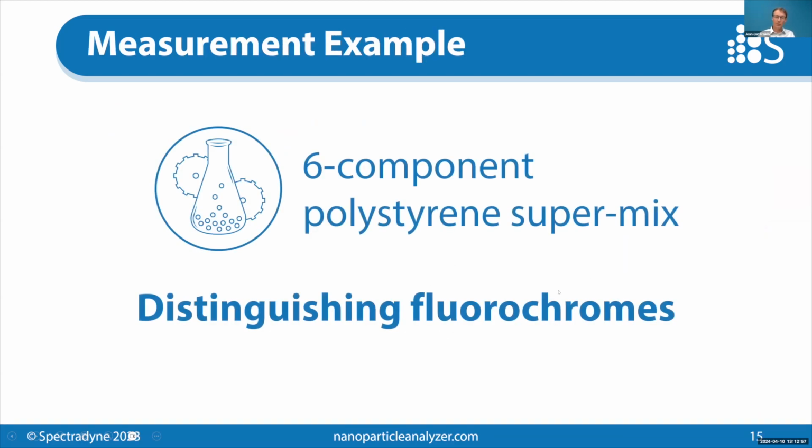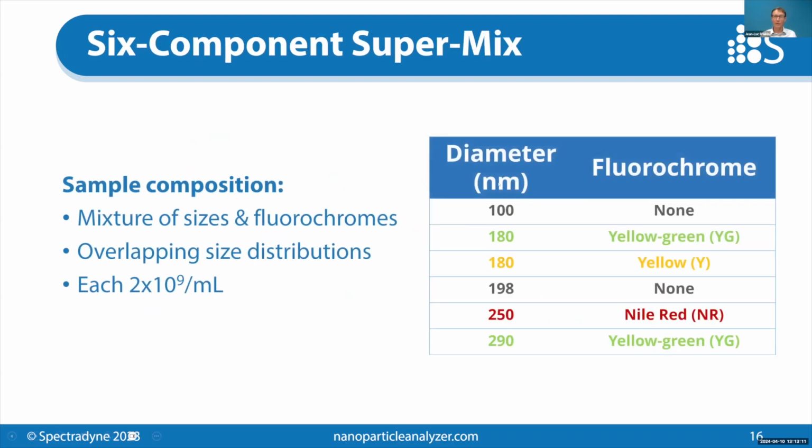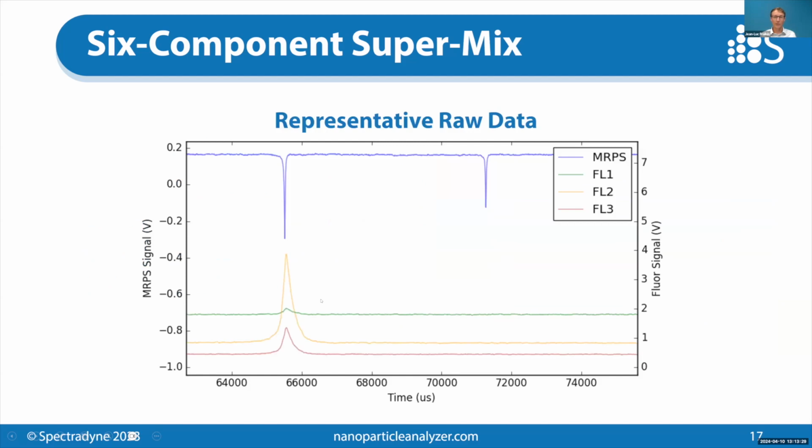So let me show you just an illustrative example to show you how the technology works. Okay, so here we mix up a giant mix of 6 different polystyrene beads with different fluorochromes. These are the components of the mixture. Okay, we have some non-fluorescent particles, we have some overlapping but different fluorochrome particles, and different sizes, right? All spanning from about 100 to 300 nanometers in this sample. And we mix them together at equal concentrations.